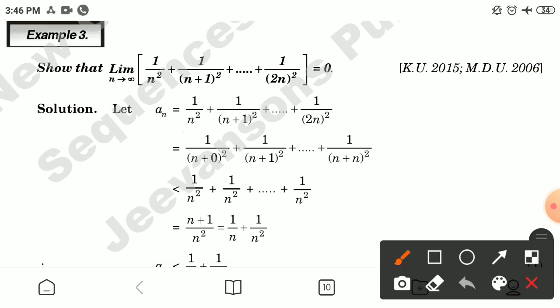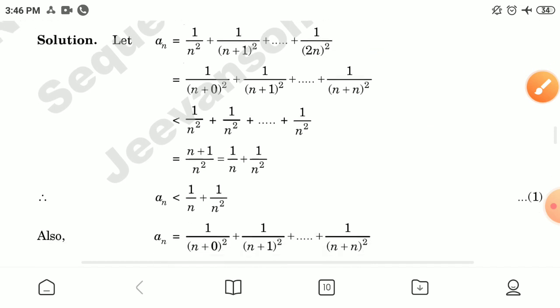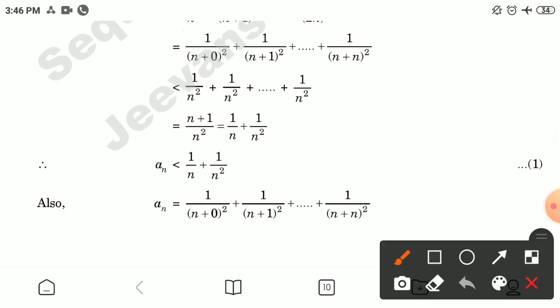Show that the limiting value of 1 by n square plus 1 by n plus 1 square plus so on plus 1 by 2n square is equal to 0. Let an be the nth term. If we write this in the denominator as n plus 0 square, n plus 1 square, up to n plus n square, and in every term we decrease the denominator, the terms become greater, therefore this total amount becomes greater than the previous one. And the total sum is n plus 1 by n square, so the value becomes 1 by n plus 1 by n square.